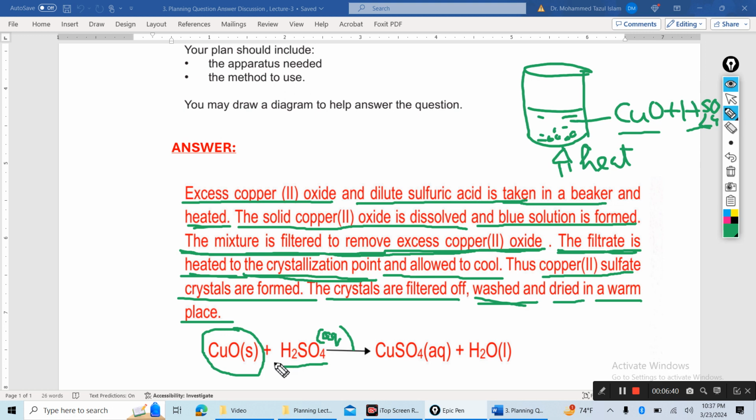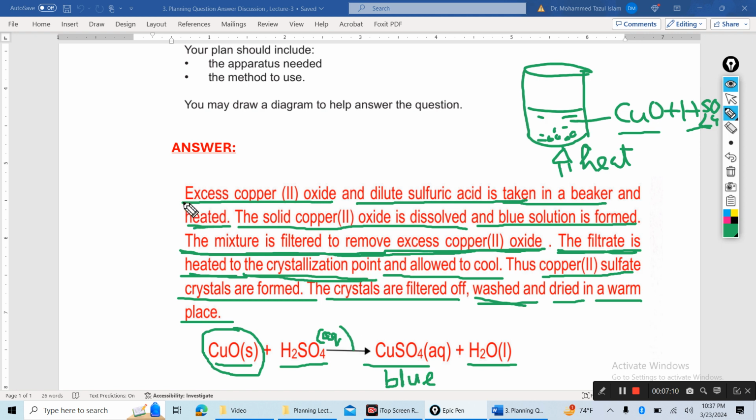And you see the reaction: copper(II) oxide is solid, sulfuric acid is dilute, so aqueous, and copper(II) sulfate aqueous, a blue solution, is formed. This solution is blue in color, and water is liquid. So this is the reaction.